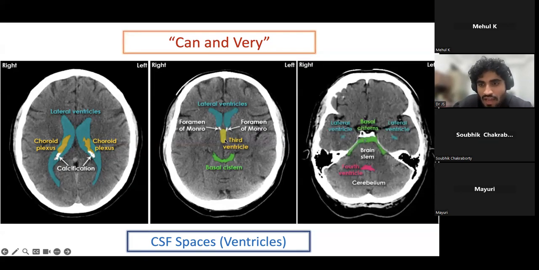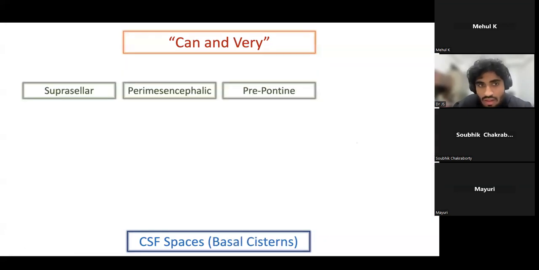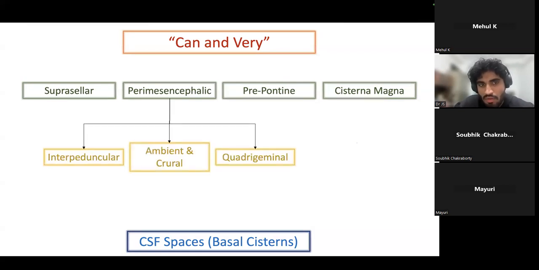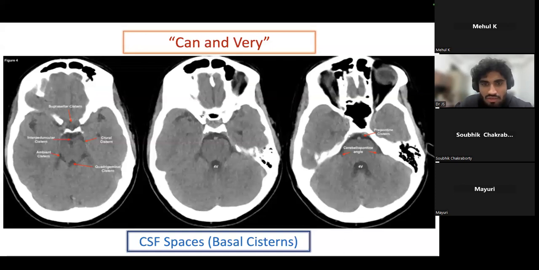Then we have the basal cisterns: suprasellar, perimesencephalic, prepontine, and cisterna magna. The perimesencephalic is the Mickey Mouse part. Suprasellar is the star part. Prepontine includes the interpeduncular and other parts, and cisterna magna is the big, large one.